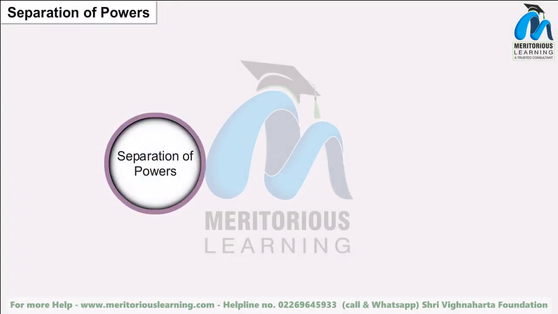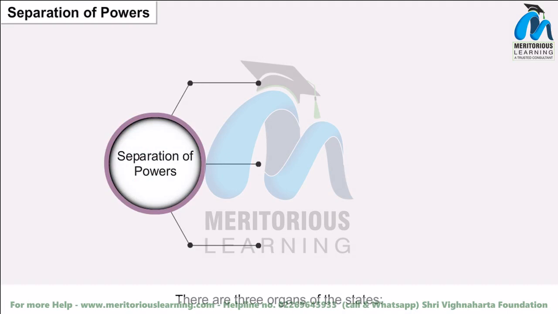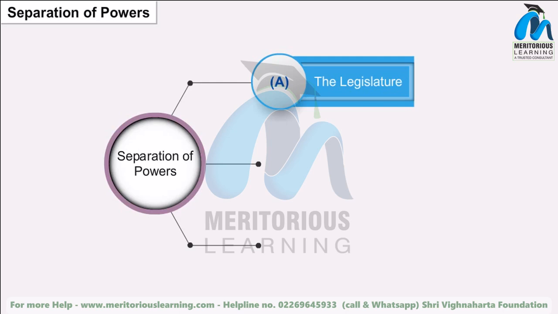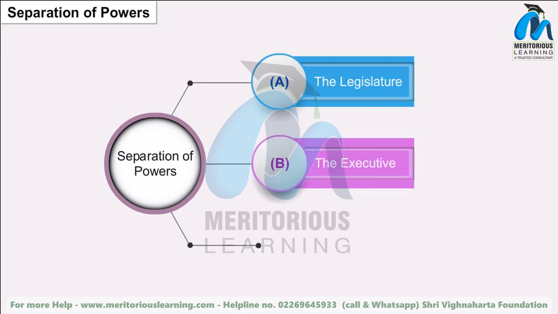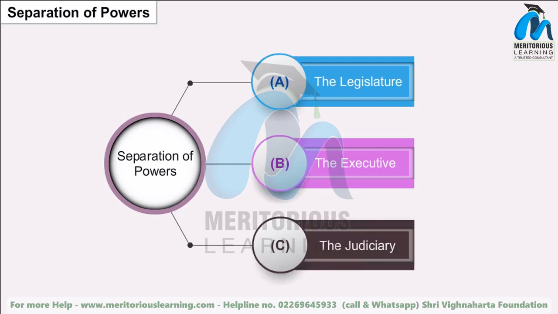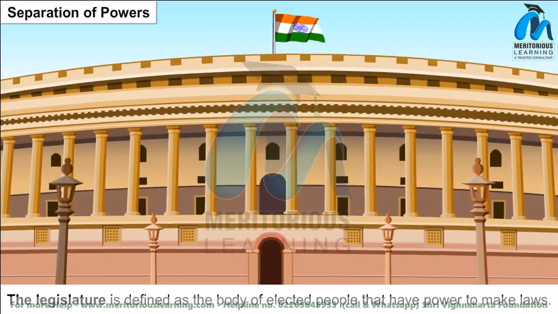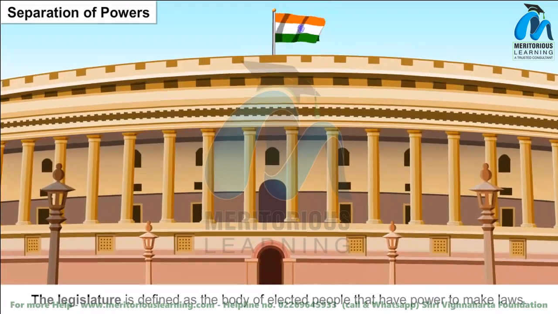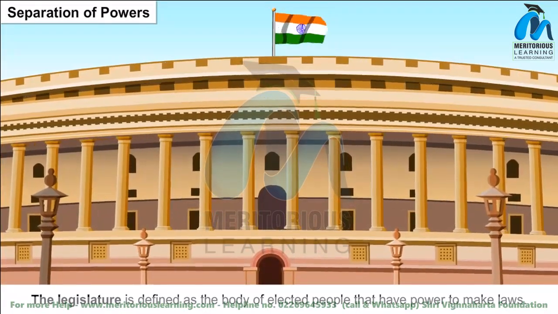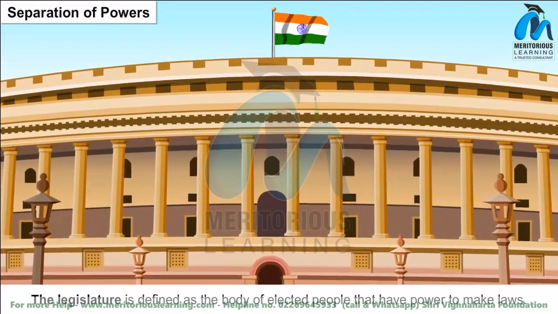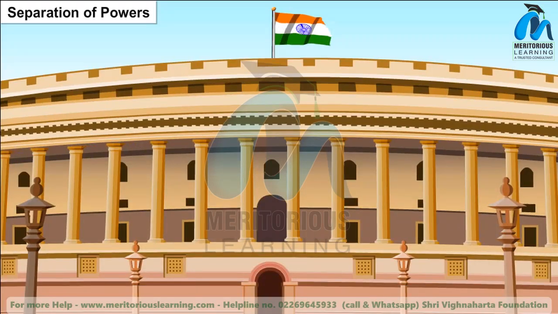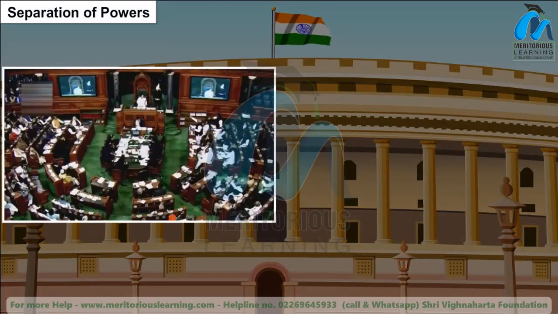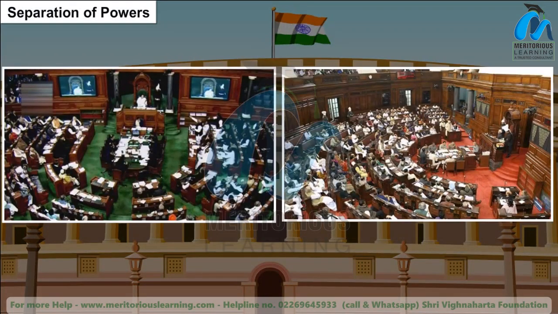Separation of powers. There are three organs of the state: A. The legislature, B. The executive, and C. The judiciary. The legislature is defined as the body of elected people that have power to make laws. Example, Lok Sabha and Rajya Sabha.